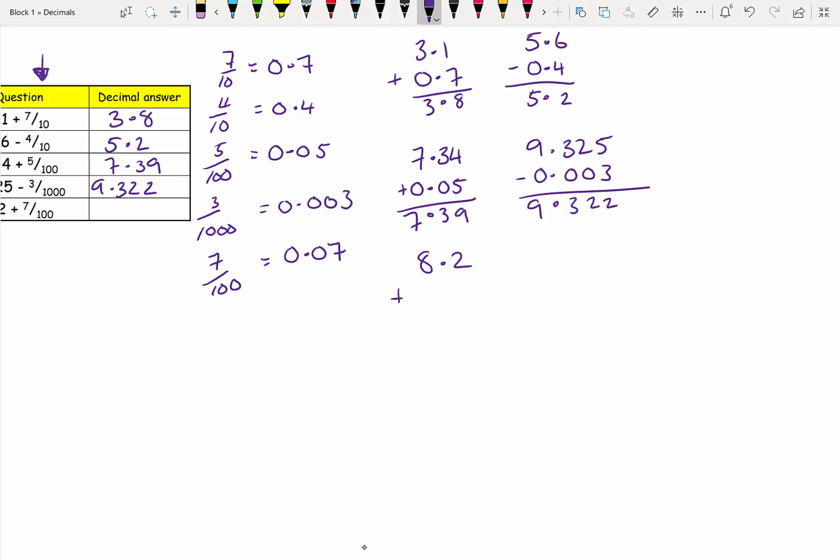So finally, we've got 8.2. We want to add in 0.07. Okay, so we've got our decimal points aligned. Need to make it squared off a little bit, so I'm going to stick in my extra 0 there. I'm just going to add in my columns. So 0 plus 7 is 7. 2 plus 0 is 2. Keep my decimal points in a line. 8 plus 0 is 8. And so my answer there becomes 8.27.